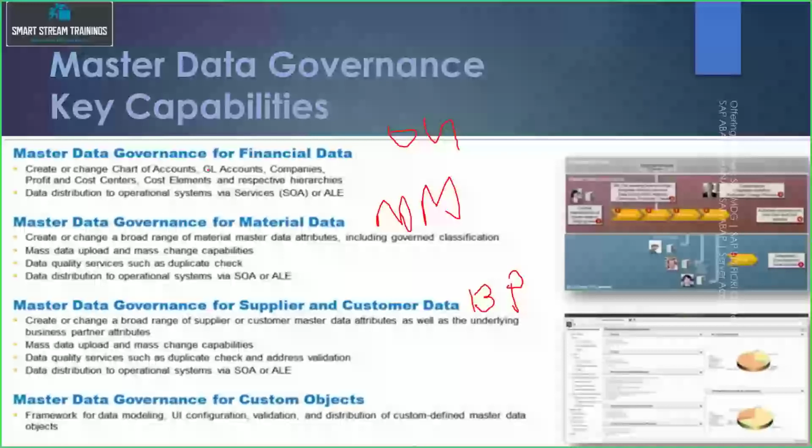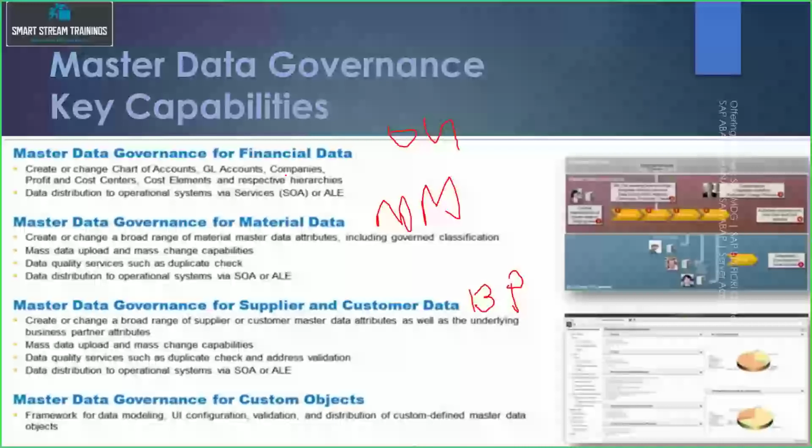So using the OG, we can control the finance data. Finance, that is nothing but GL account, cost centers, profit centers. These are all finance related objects. Here we can control and create everything.